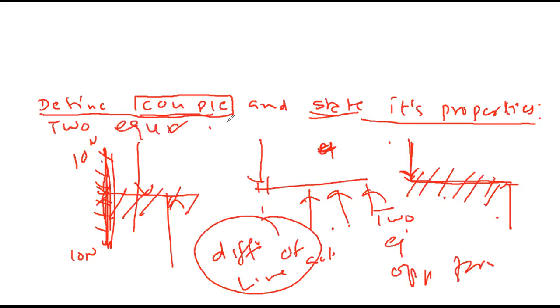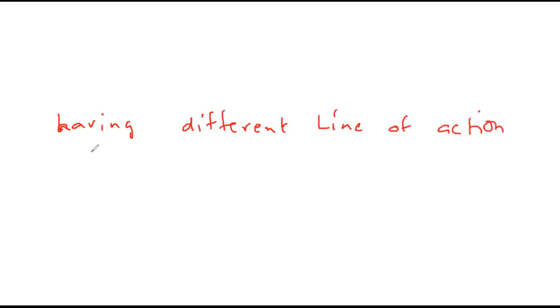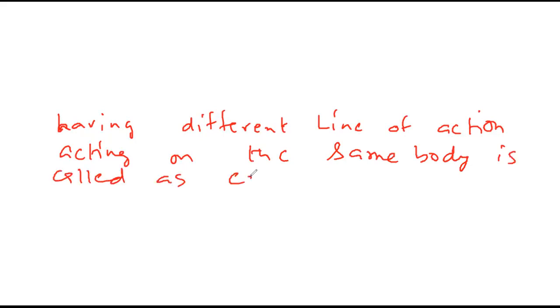Now write. Two equal and opposite forces parallel to each other having different line of action acting on the same body is called as couple.